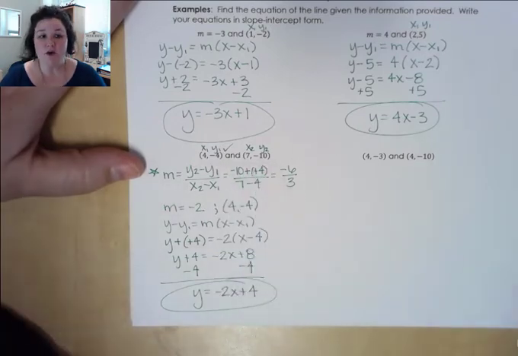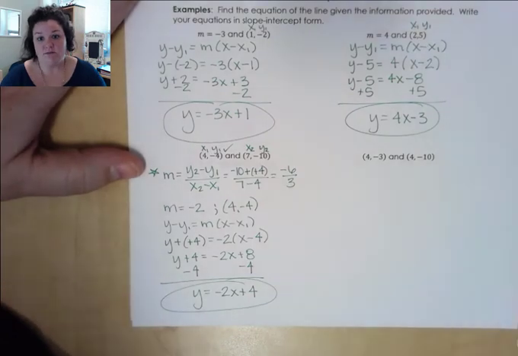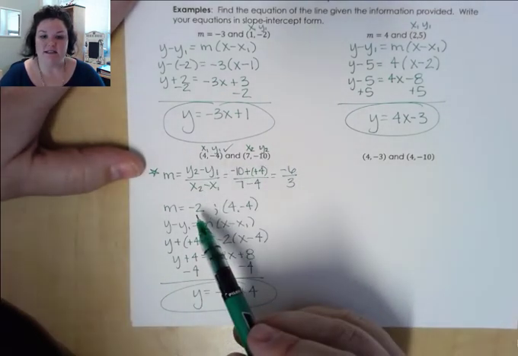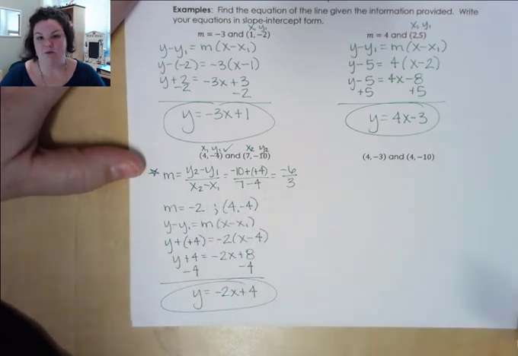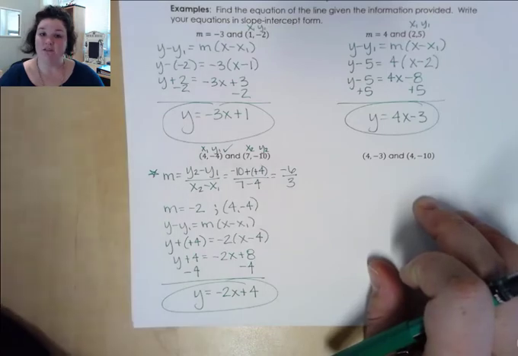Okay, so if the slope is given, great. If the slope is not given, then use the information they give you, in this case the 2 points, to find the slope, and then we work it the exact same way. Okay, let me look at one more example, and then I will have y'all try some.